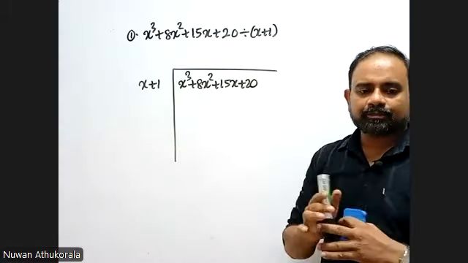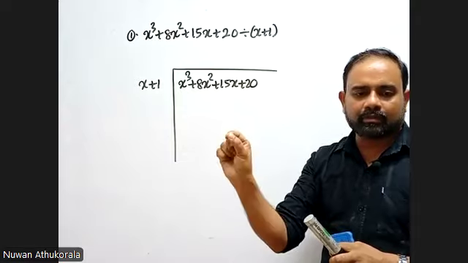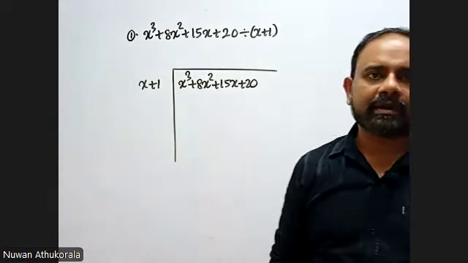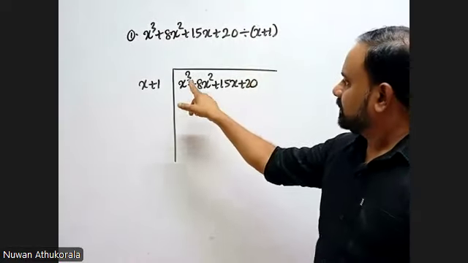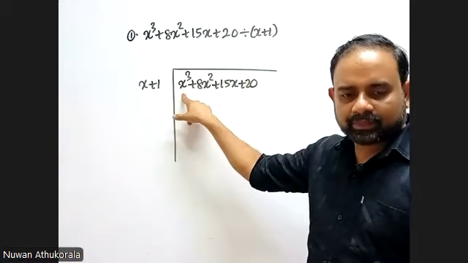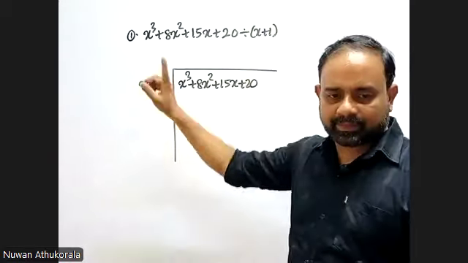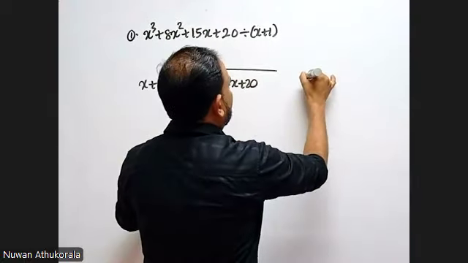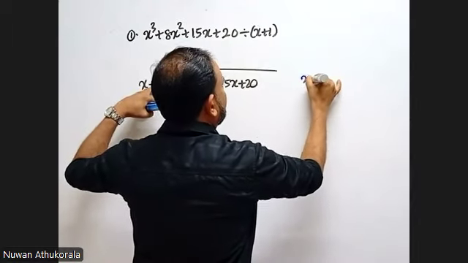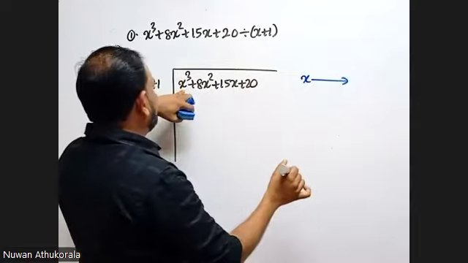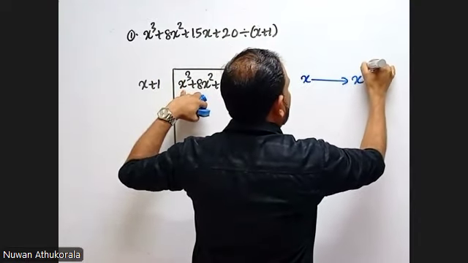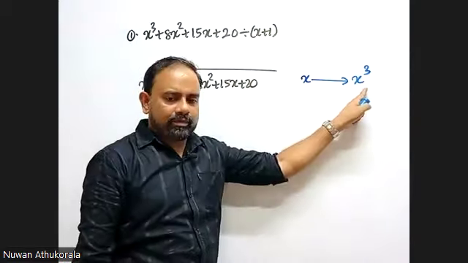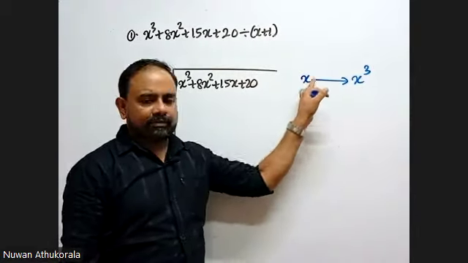First step is choose the leading term of dividend and divisor. Leading term of dividend is x cube. Leading term of divisor is simply x. Then try to convert the leading term of divisor into the leading term of dividend. How to convert x into x cube?